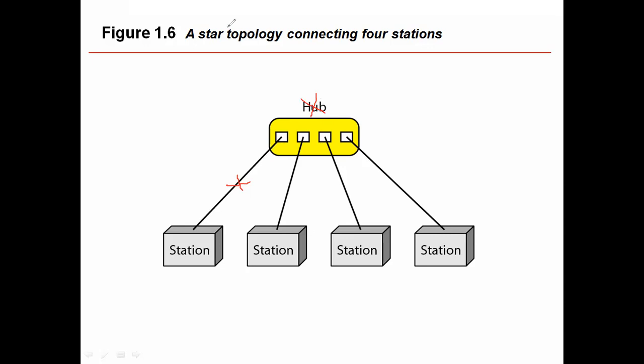You can easily identify the fault. You can easily identify the failure. The complexity of the network is also reduced here when you compare it with the previous case. There we need 10 links for 5 systems, but here we need 5 links for 5 systems.